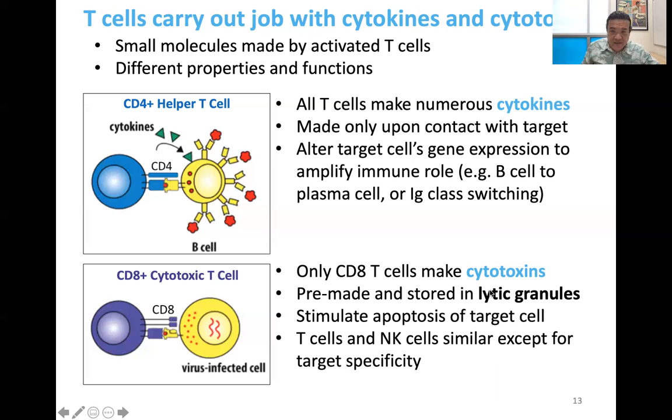Cytotoxic T cells are a little different because they're primarily making these types of cytotoxic cytokines. And because these are kind of generic, a CD8 cell knows what it's going to do. It's always going to release these particular sets of nasty cytotoxins. These tend to be more pre-made and stored in lytic granules or vesicles inside the CD8 cell. So if it encounters a virus-infected cell, it just knows to kill it.